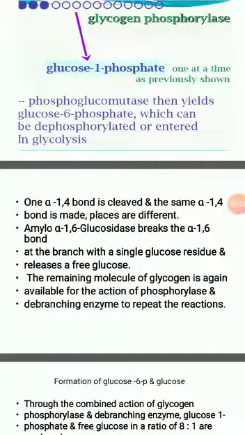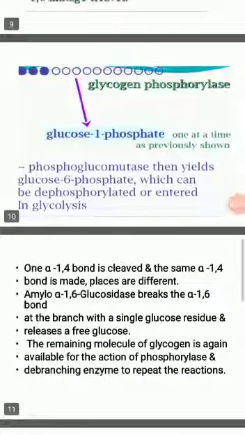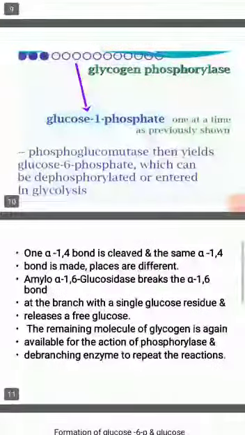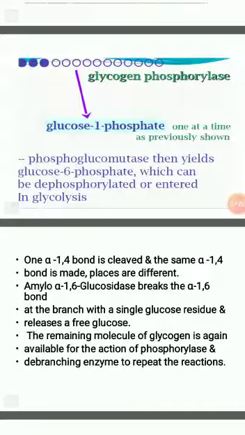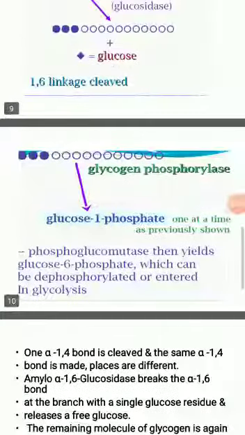So the remaining molecule of the glycogen is again available for the action of the phosphorylase and debranching enzyme. Both are going to act now. This remaining molecule of the glycogen is available for the action of both enzymes, phosphorylase and debranching enzyme, which is going to repeat the reaction again.